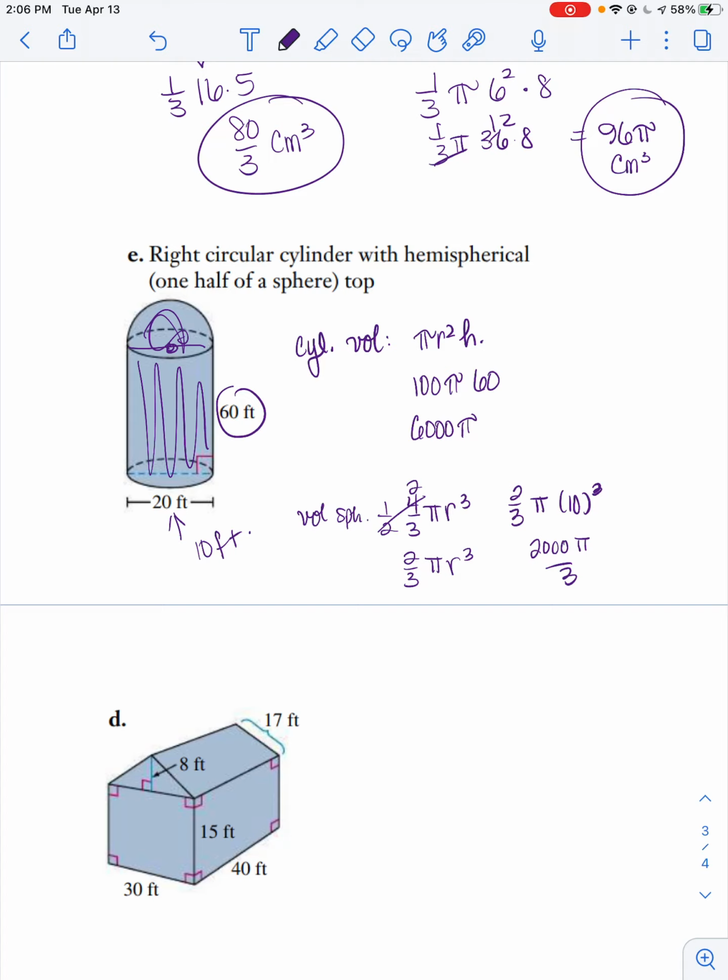We can maybe give that as a rough estimate, but maybe we don't want it as a rough estimate. Let's just go ahead and add these two together, and that is the total volume in feet cubed of my figure shown.